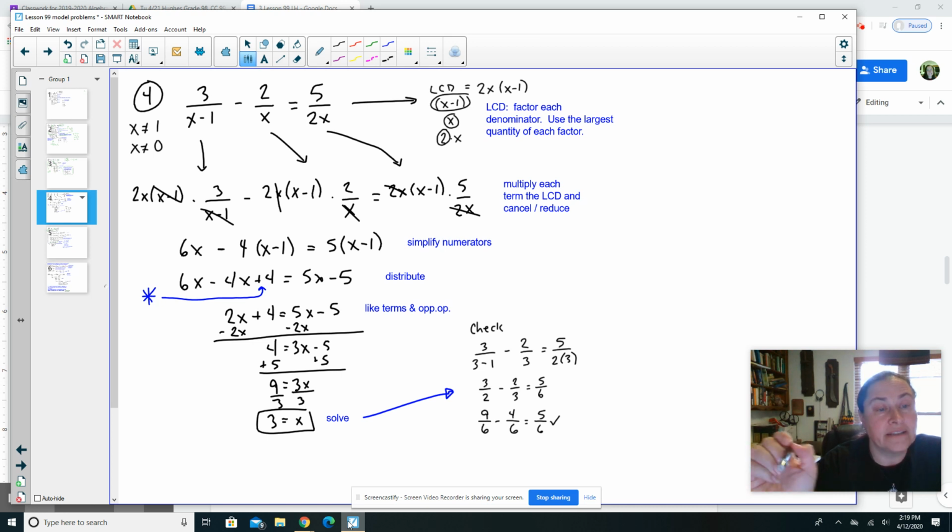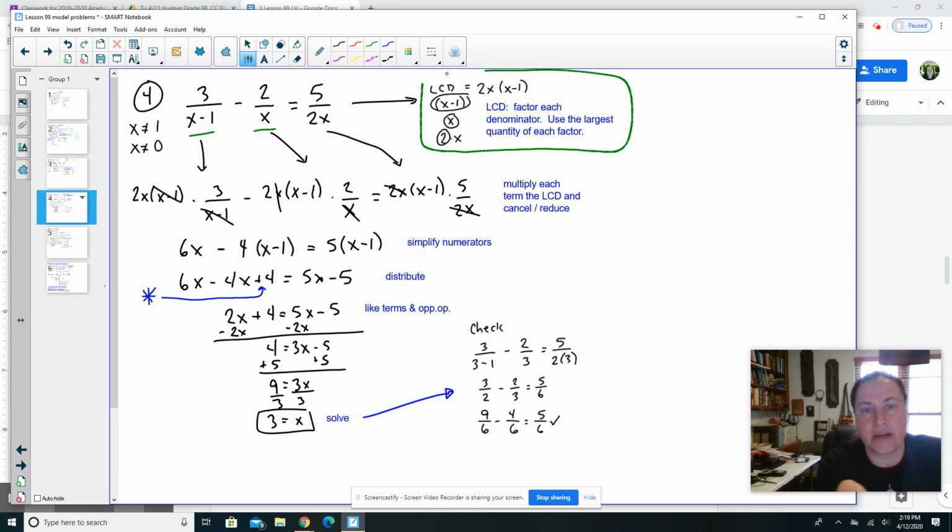This one has two subtracted terms, which means we have to use the least common denominator again. So we take a look, and following the pattern that we did before, for the least common denominator, we factor each denominator and use the largest quantity of each factor. So we have an x minus 1, we have an x, and we have a 2x. We don't need to double up those x's, but it means that our least common denominator is kind of big this time. It's 2x times x minus 1.